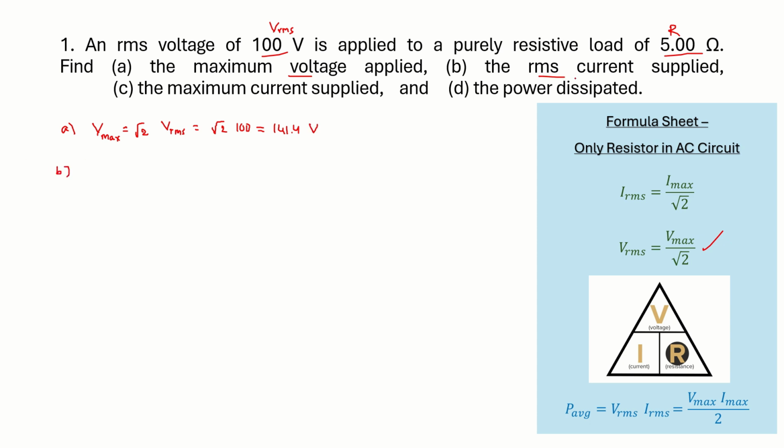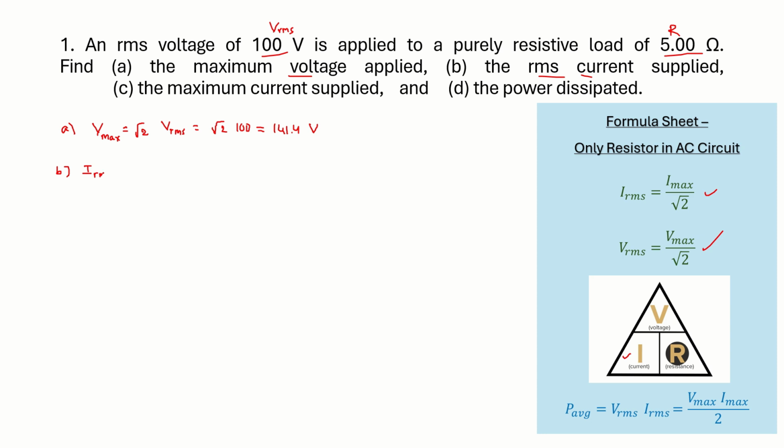Next, we have to find the RMS current. This is the formula we are going to use. First we will find it with the help of Ohm's law. Because we know the voltage and resistance, we use Ohm's law.